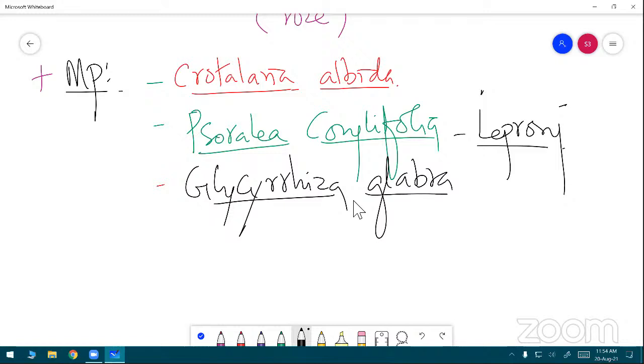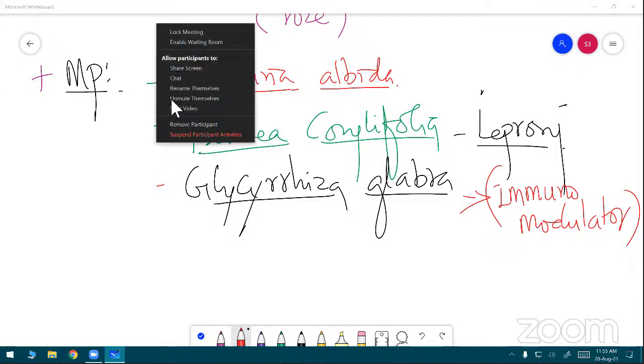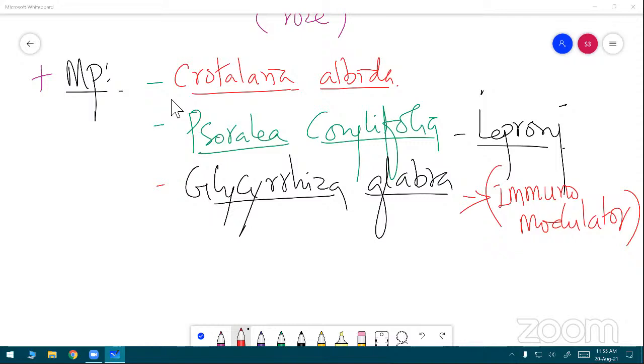Glycyrrhiza glabra is one of the medicinal plants of Fabaceae that is used as an immunomodulator. So, which of the following plants is used as an immunomodulator? Glycyrrhiza glabra. Yes, students, please answer. Which of the following plants is used as an immunomodulator?